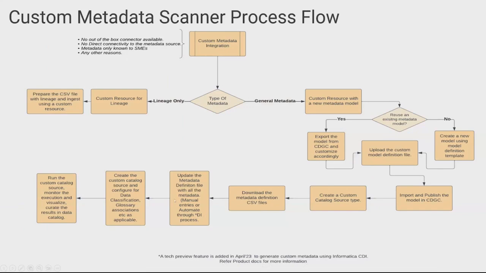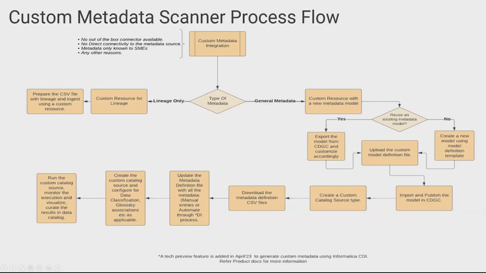But for today's session, we will show how to create the files manually and update the entries in there. Now, once we do that, then we'll have to create a custom catalog resource and point to the files which we have created through manual entries or an automated process.